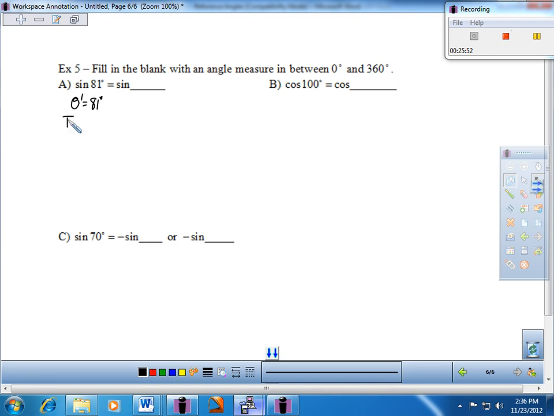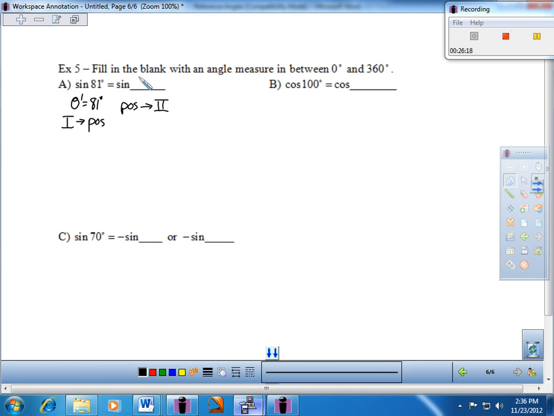Also, I know that 81 degrees is in quadrant 1, and I know that the sine of anything in quadrant 1 is positive. All right, so now I'm going to kind of reverse the process here. In this case, quadrant 1 produced a positive sine ratio. Where else is sine positive? Well, sine is positive also in quadrant 2. So this angle right here has to be some number in quadrant 2, and the theta prime has to be 81 degrees.